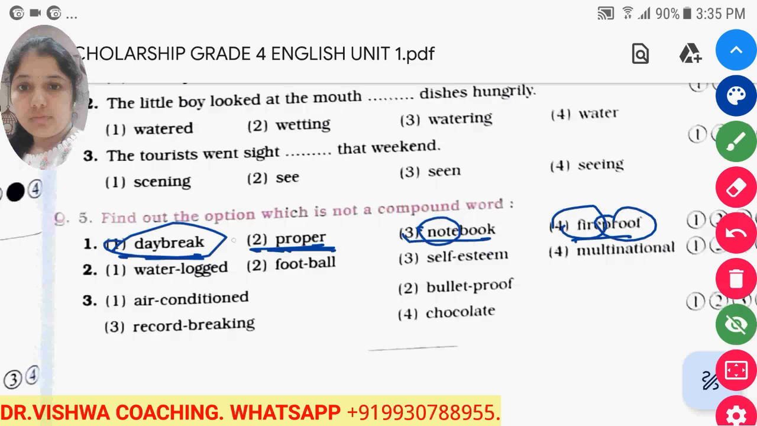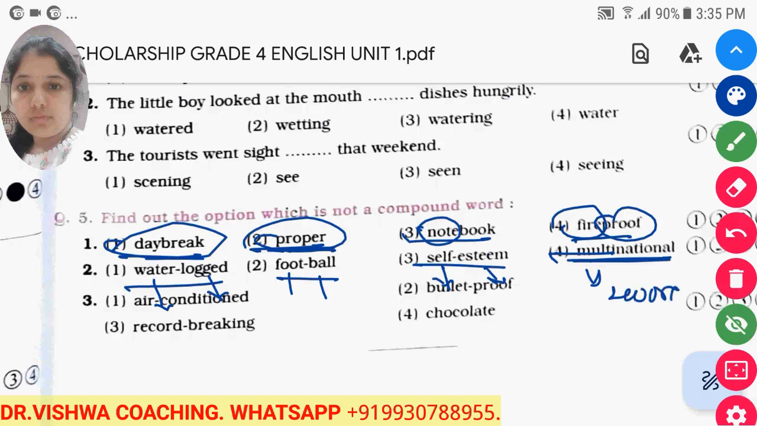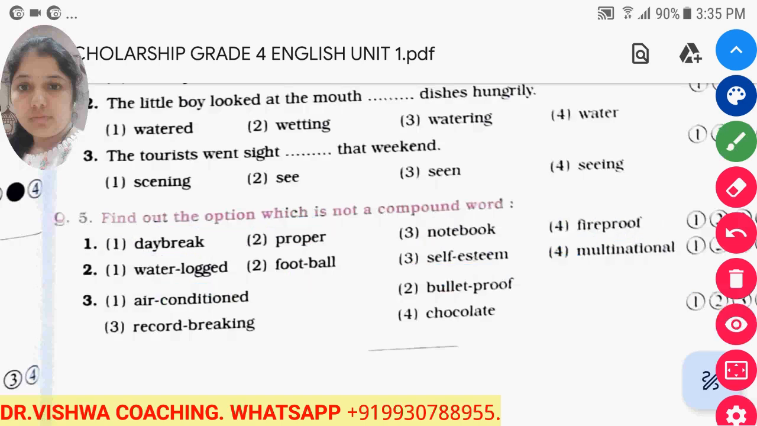Okay, so the correct option is proper, which is not the compound word. Now the next one is waterlog, football, self-esteem and multinational. Again, foot and ball are two different words. Water and log are two different words. Self-esteem is two different words. But multinational is not made of two words. So option number 4 is not a compound word.